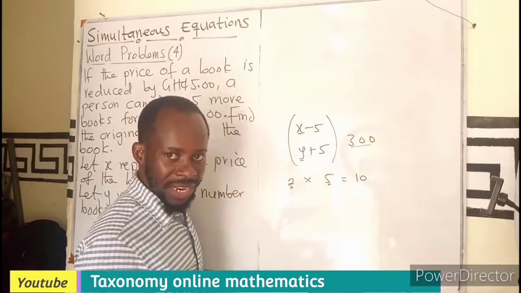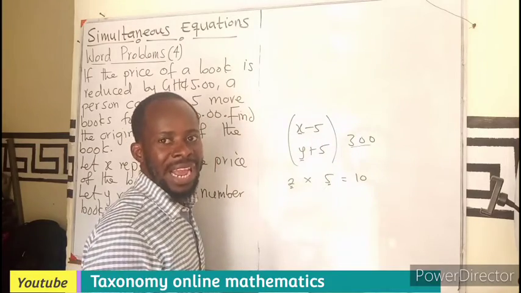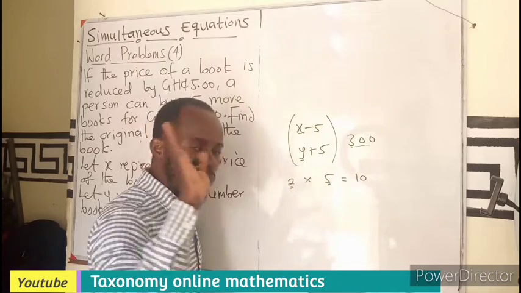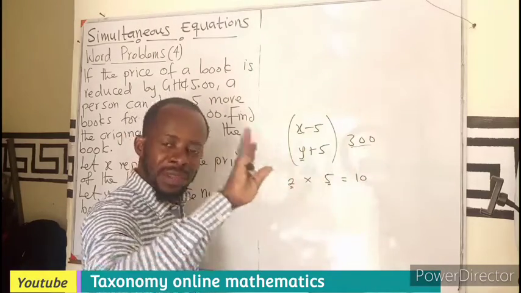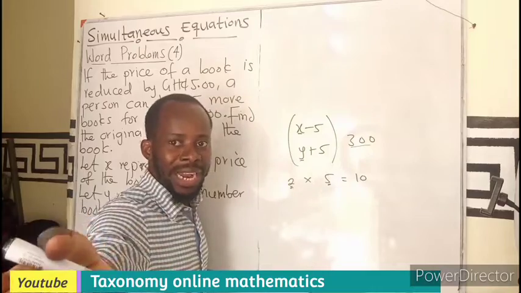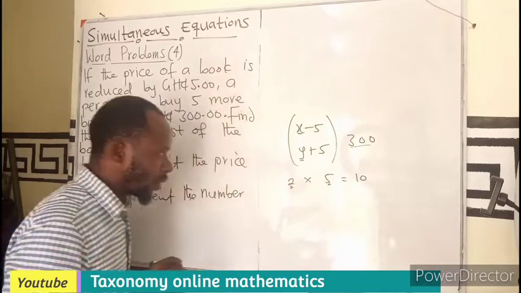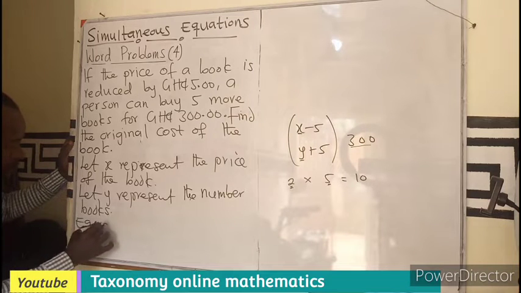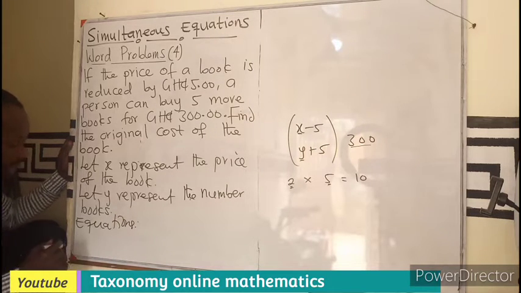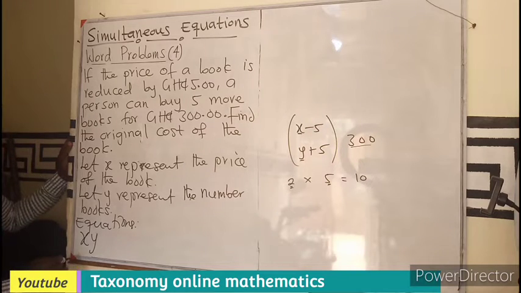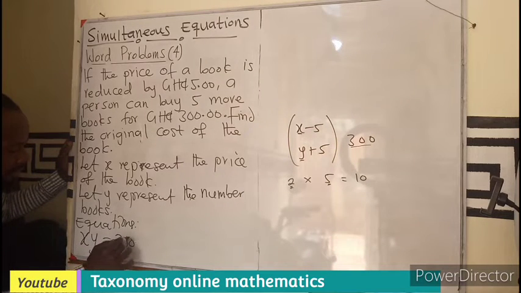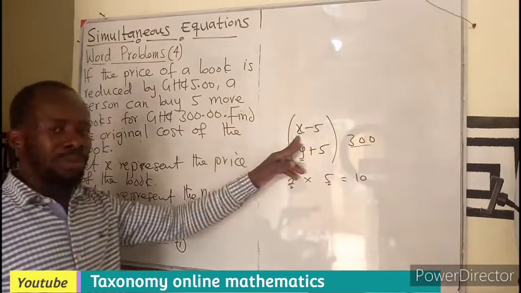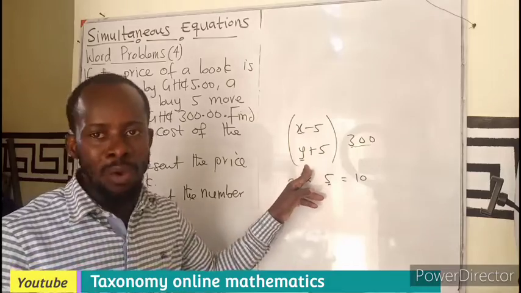Before the price is decreased, I will still be paying 300 Ghana cedis with only Y copies, meaning I will not get any extra books. I will just go to the store, pay the price X, take the number of books Y, pay 300 cedis and go. That's the first instance. So our first equation is the price times the number of copies gives me 300 Ghana cedis.